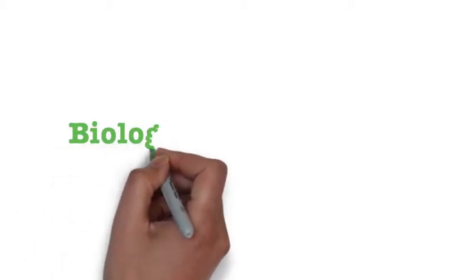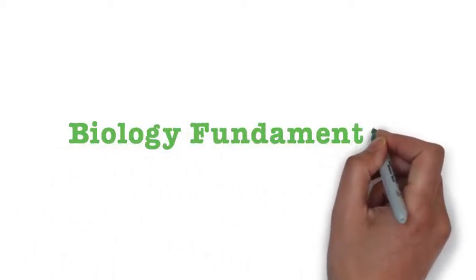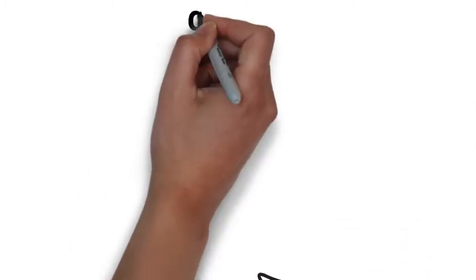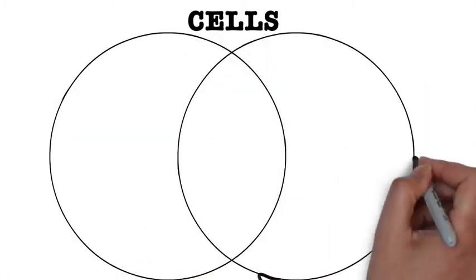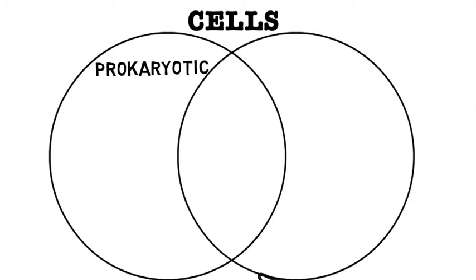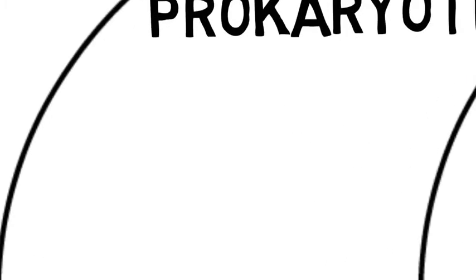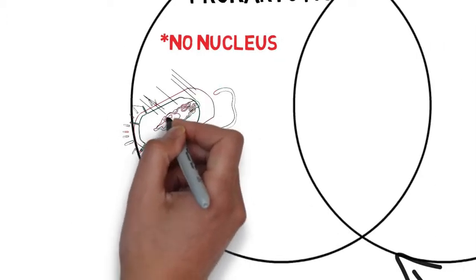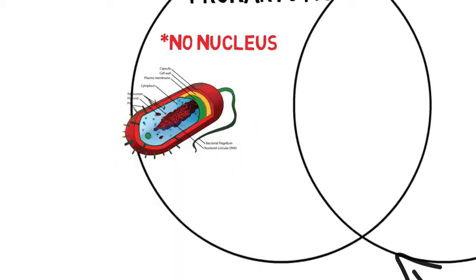Okay, so today we're going to be talking about biology fundamentals, just a brief overview of everything. So let's start with cells. There are two types of cells that we're going to compare and contrast: prokaryotic and eukaryotic. Now, we know pro means no nucleus, and they look like most of our common bacteria. They have cilia and flagella, but they don't necessarily have to. Here's an example of one without.